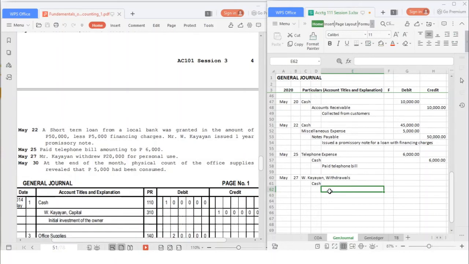Now, in this case, nag-withdraw man ang owner, so ni-increase ang withdrawal sa owner. So, mo nang gi-debit ang withdrawals. Withdrawal. So, we have the amount of 20,000.